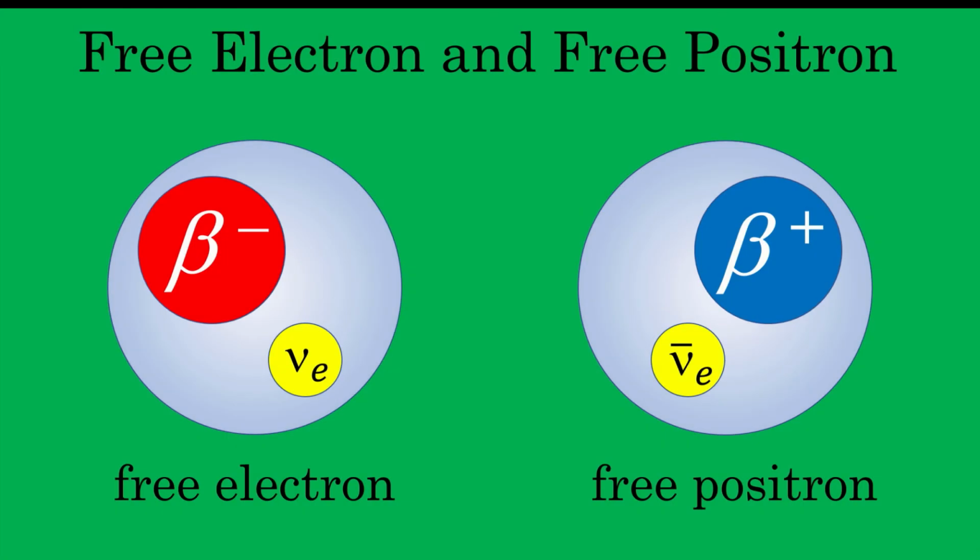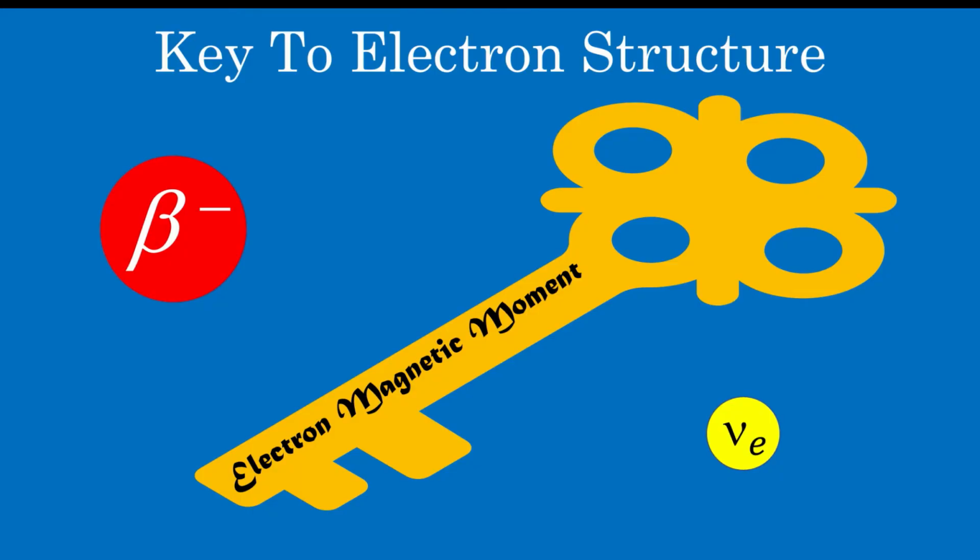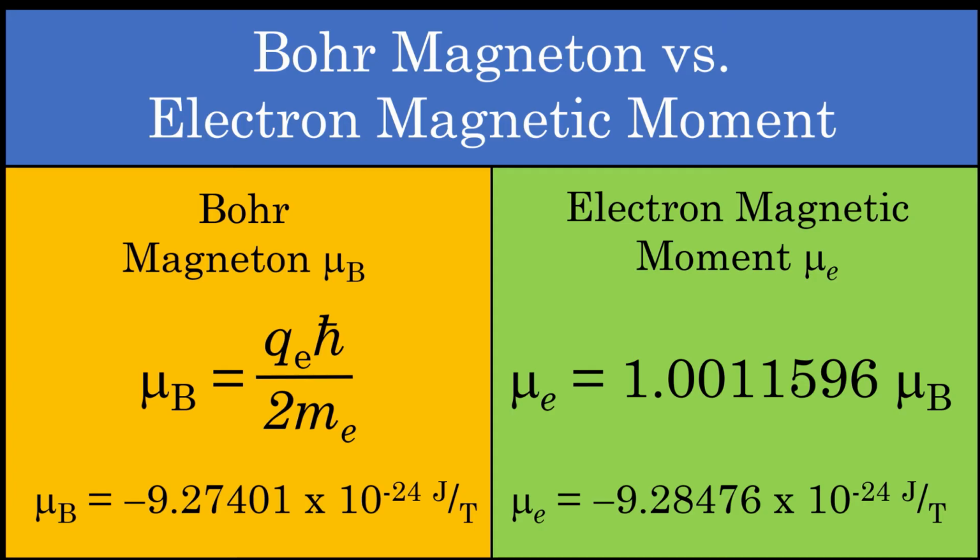If the free electron is a beta electron coupled with an electron neutrino, then how do the two particles configure themselves to form the free electron? The key to answering this comes from a surprising place, the electron magnetic moment. The Bohr magneton approximates the electron magnetic moment.